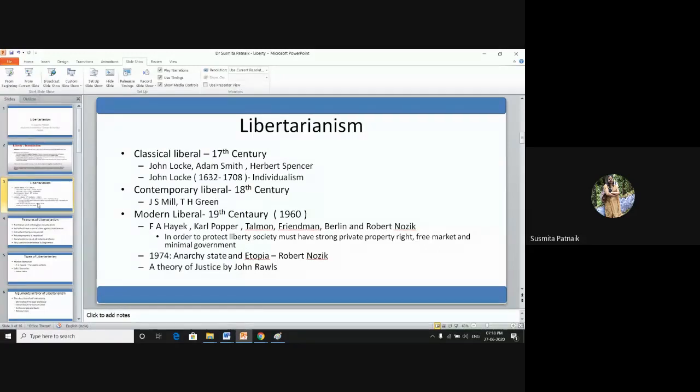Adam Smith we know was the father of economics, right? And Herbert Spencer, you know, propounded many theories. John Locke propounded many things and may be called the father of the theory of classical liberalism, and he has some views on the state of nature or human nature.